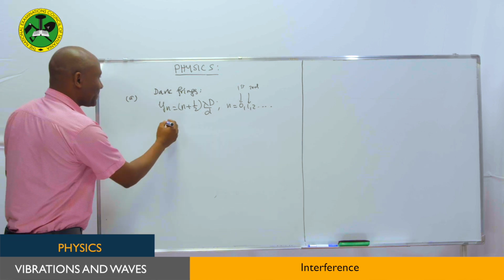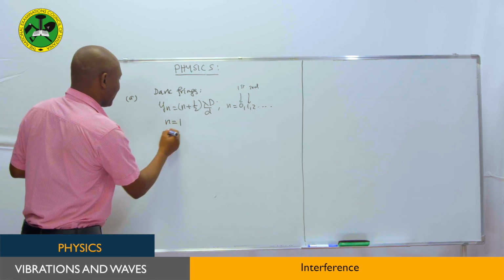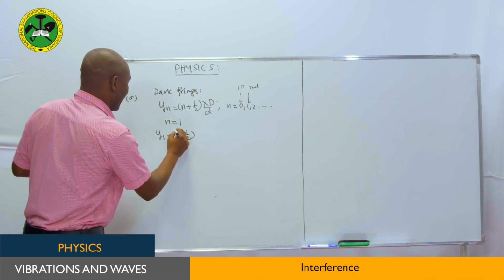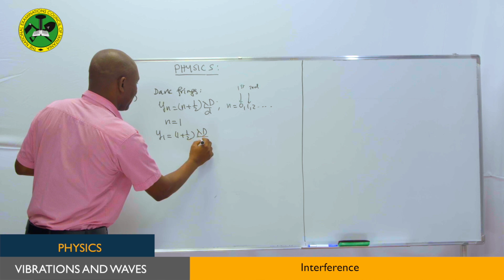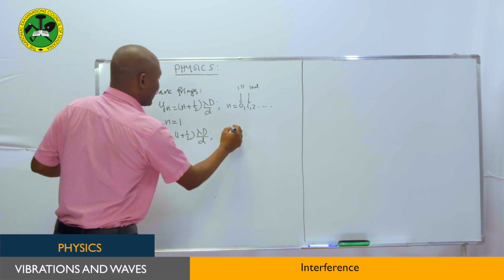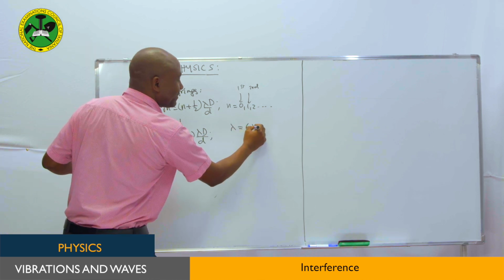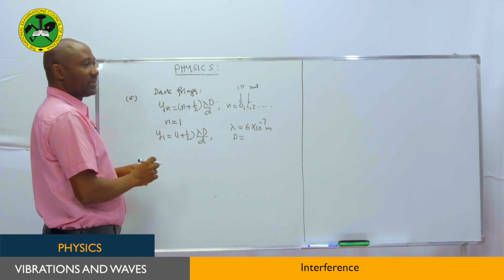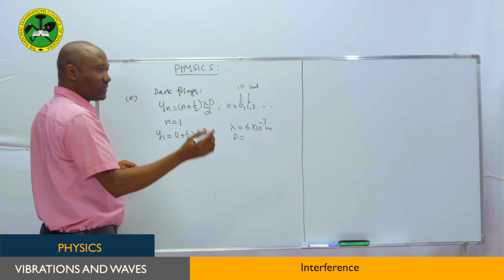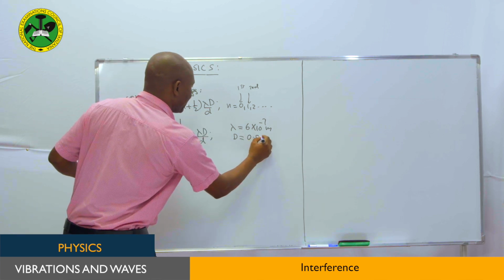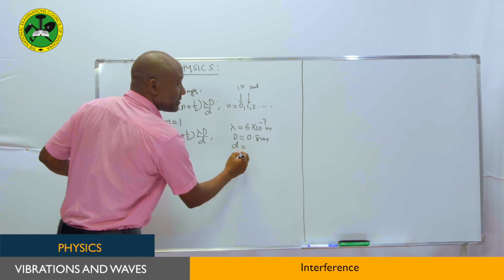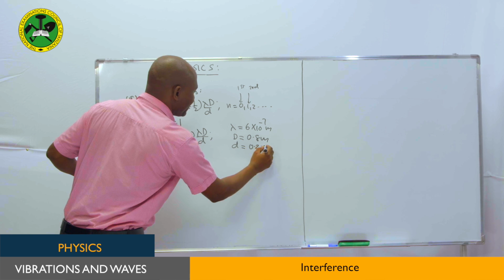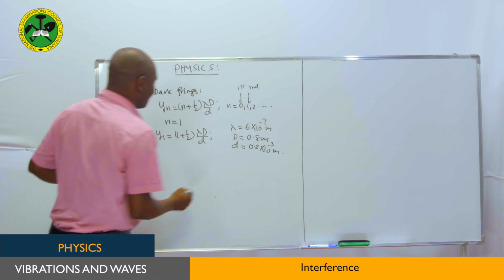So here our n equals 1. So y1 equals (1 plus a half) lambda D over small d. We are given that the wavelength is 6 times 10^-7 meters. The distance between the double slits and the screen is 0.8 meters, and the separation of the slits is 0.2 millimeter, which is 0.2 times 10^-3 meters.